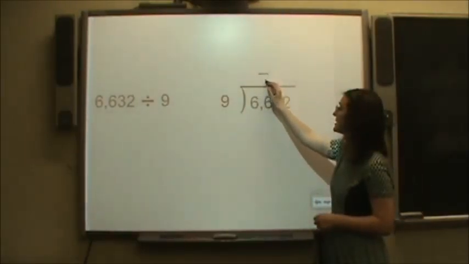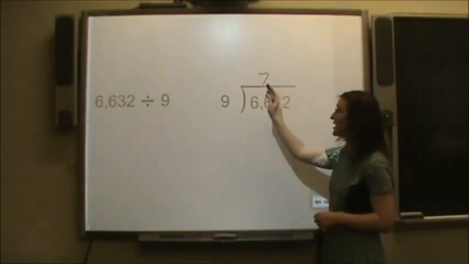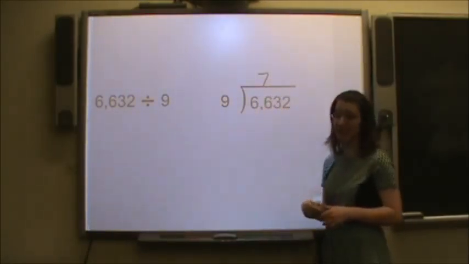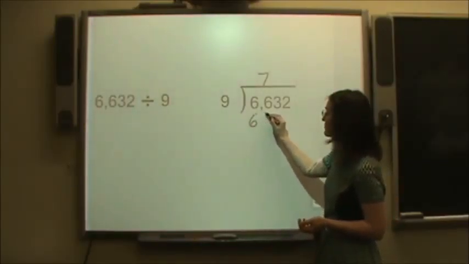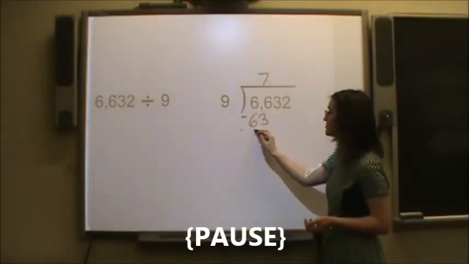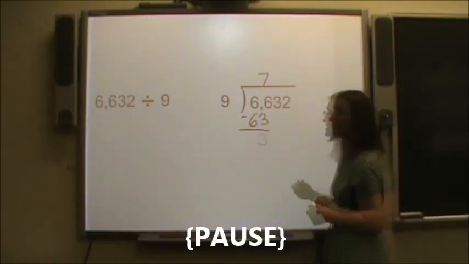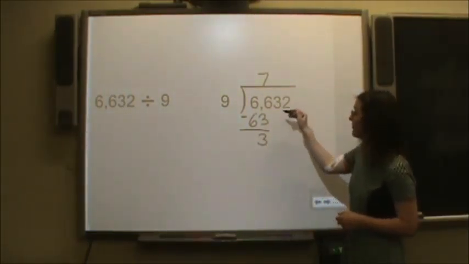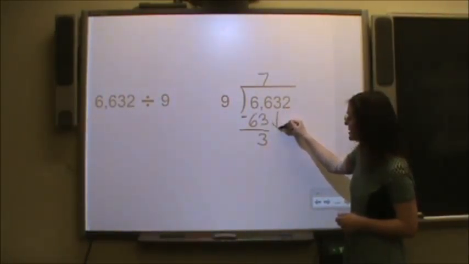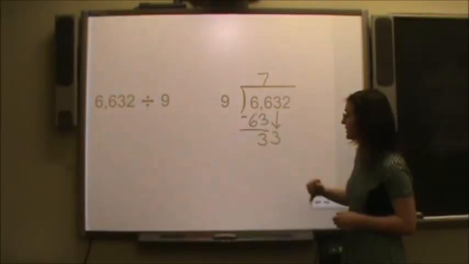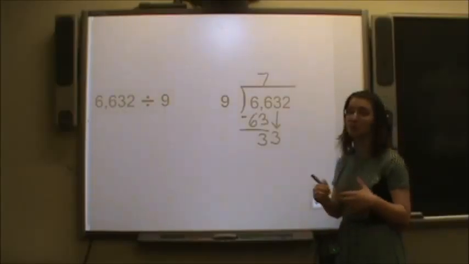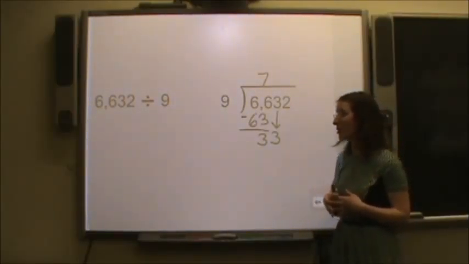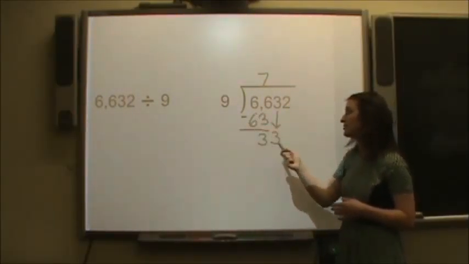9 goes into 66 7 times. So then you have to ask yourself, 7 times 9 equals what? 63. Now you're going to subtract that. Pause your video and subtract. The answer is 3. Well, now we have to drag down our next place value so that we can work with that one because we're just working with little pieces of the numbers at a time, but we are making it a shortcut so that it's faster than our partial quotient. So now 9 goes into 33.